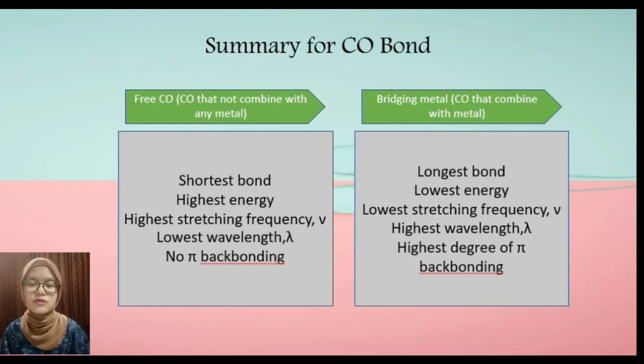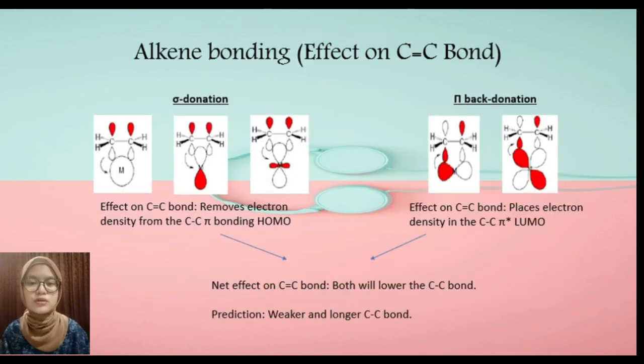Next is for alkyne bonding. For this slide, we want to know what the effect on the C double bond C bond of ethene is when sigma and pi back donation occur.